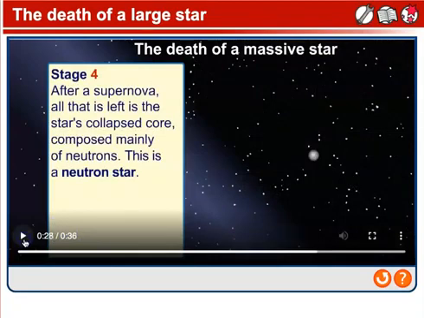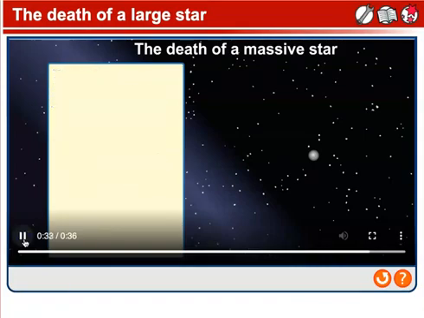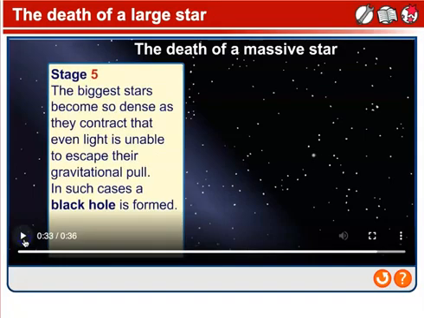And in stage 4, after a supernova, all that is left is the star's collapsed core, composed mainly of neutrons. This is a neutron star. Finally, in stage 5, the biggest stars become so dense as they contract that even light is unable to escape their gravitational pull. In such cases, a black hole is formed.